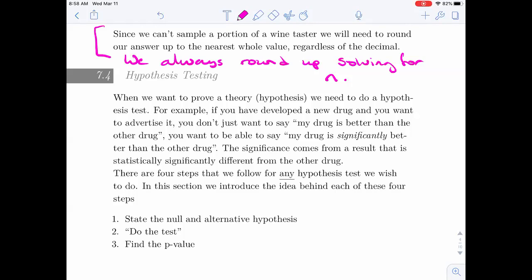If I want to establish that there is a significant difference between two things, usually we talk about two things. We'll start with one thing compared to some number, right? Is there a significant difference in the odor thresholds for wine tasters compared to us normies? That could also be the difference between two things. And so if we want to establish that there's a significant difference between these two things, we have to do a hypothesis test, right?